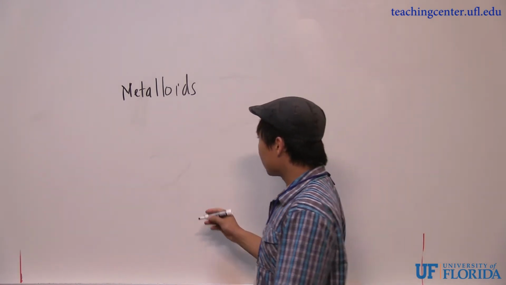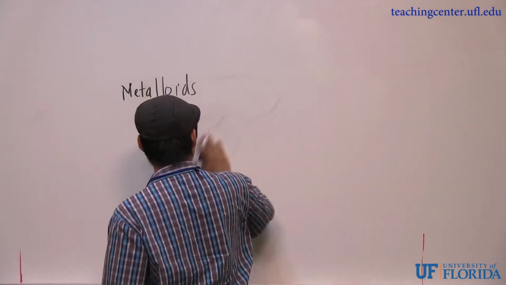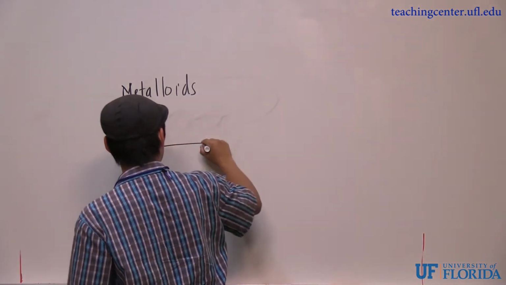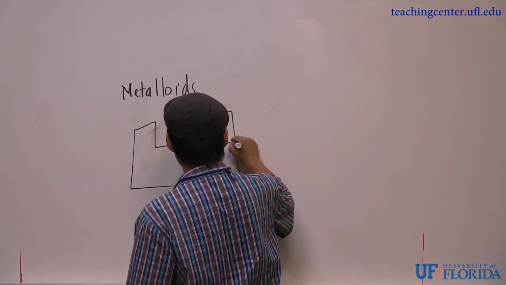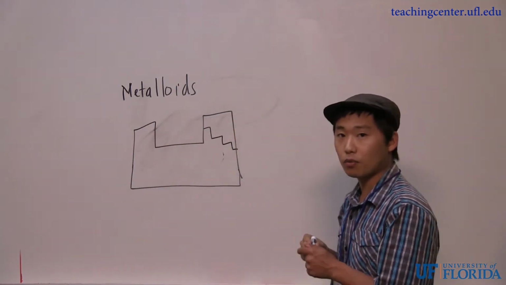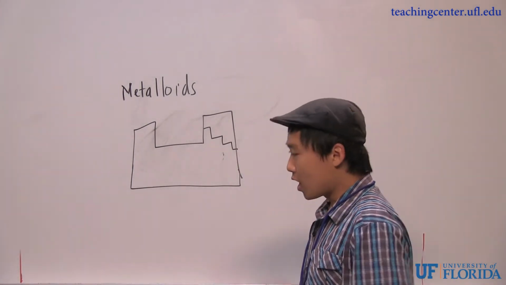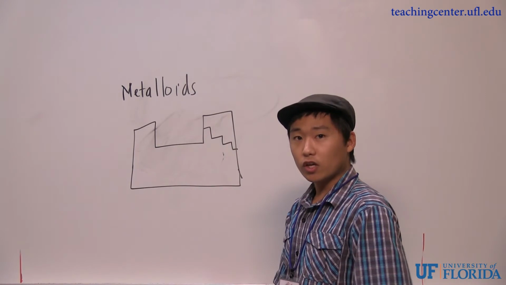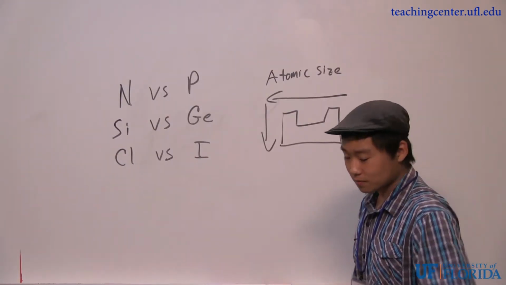But remember, guys, if you want to remember where the metalloids are on the periodic table, look for that staircase. That staircase represents where the metalloids are. But either way, the answer is metalloids for this question, and you have your answer. Now let's do question 4 together, guys.